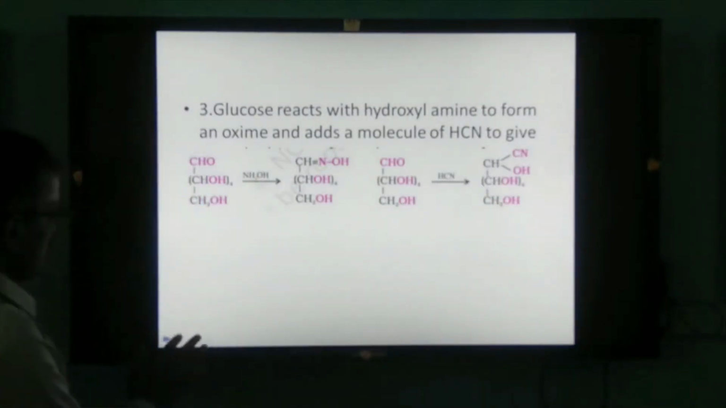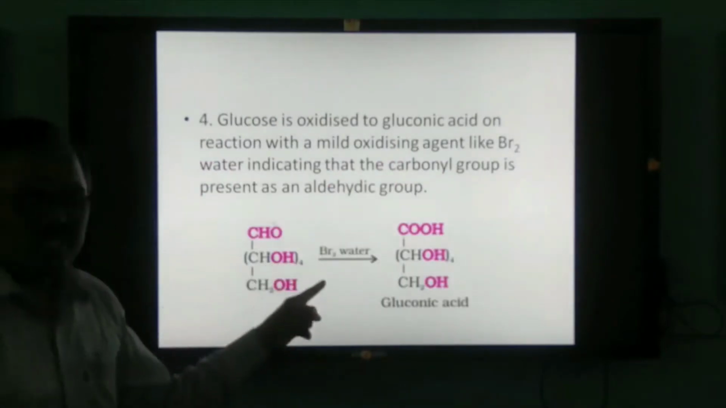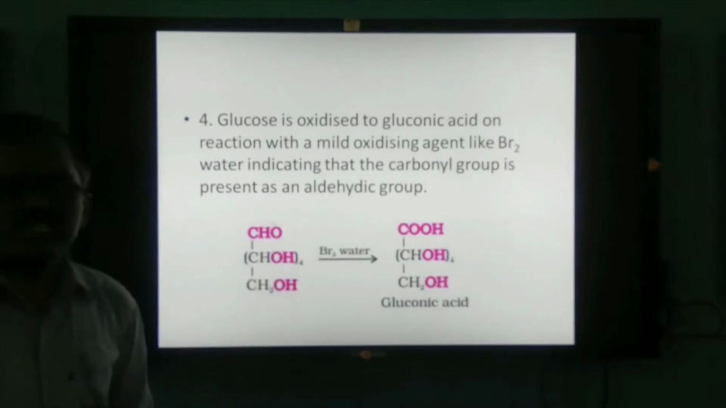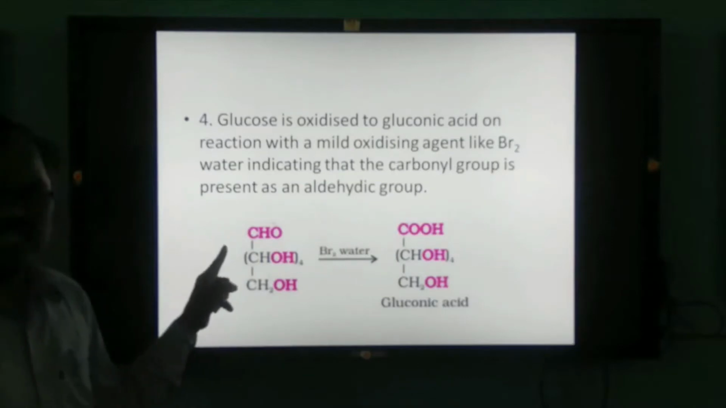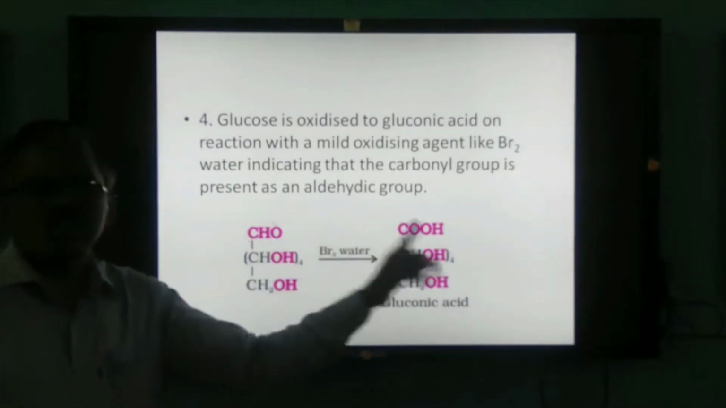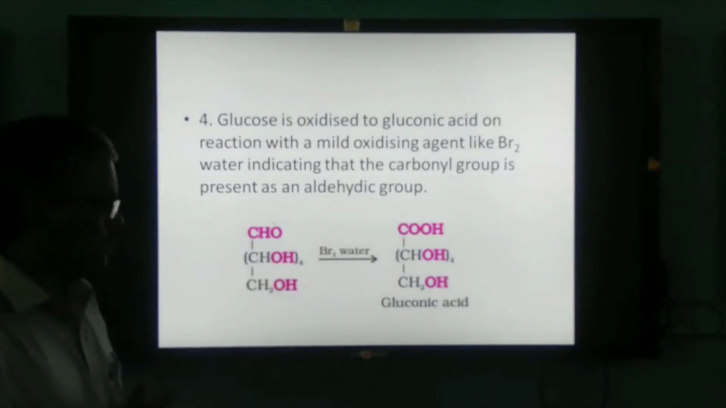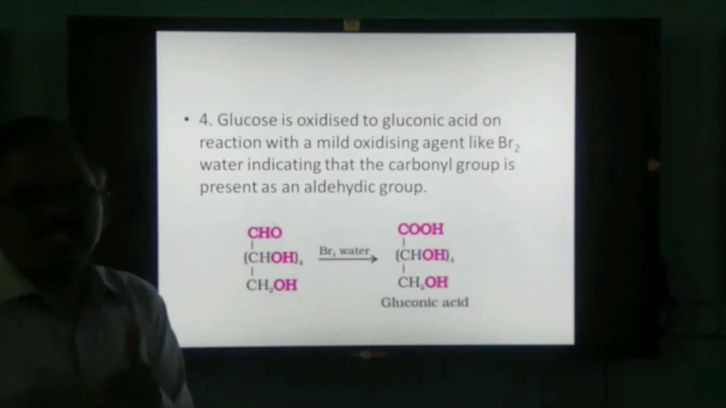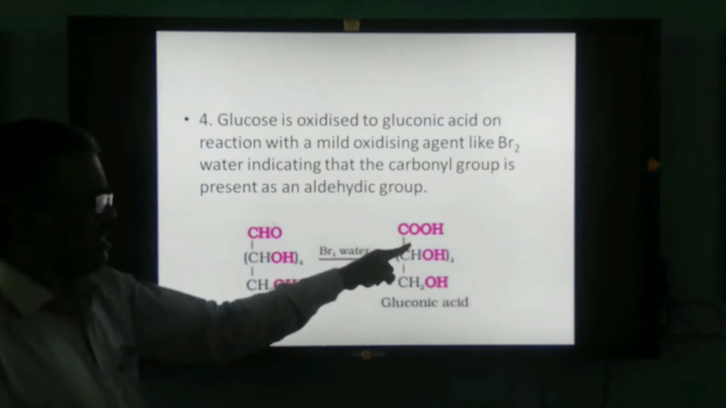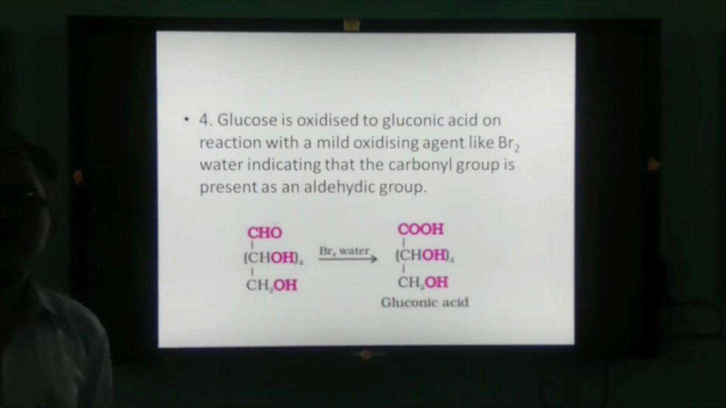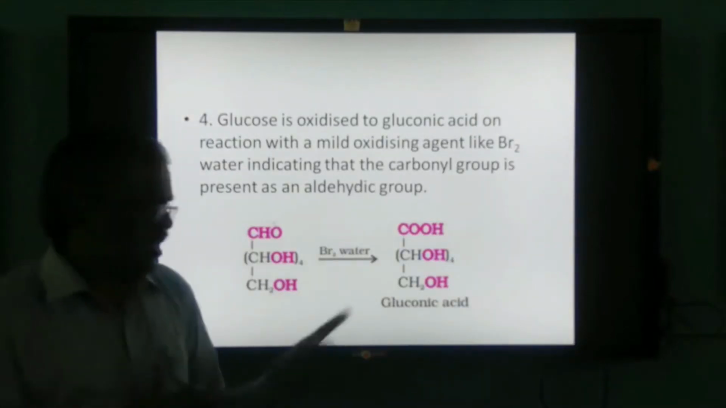Next, what is the next evidence? Glucose is oxidized with a mild oxidizing agent like bromine water to give gluconic acid. Aldehydes are oxidized further to carboxylic acids. The CHO group is oxidized to COOH group. So this is another evidence that there is an aldehyde group. Getting gluconic acid, that is COOH, is possible only when there is a CHO, because bromine water is a mild oxidizing agent. So aldehydes on oxidation give carboxylic acids.